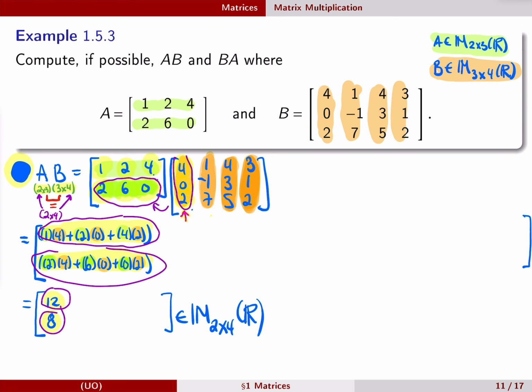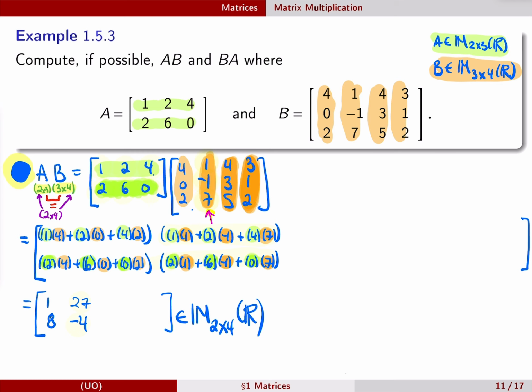And then again, you move to the second column and you take that second column down. So if you take 1 times 1 plus 2 times minus 1 plus 4 times 7, that's this computation right here. And then again on the second row, 2 times 1 plus 6 times minus 1 plus 0 times 7. That's the computation on the second row, second column. So you're using the second column of B to build the second column of your product, row by row. And then you can verify that those two computations will give you 27 and minus 4 respectively.